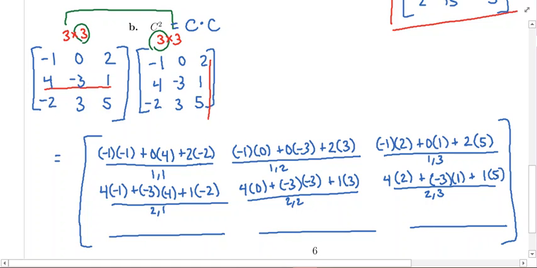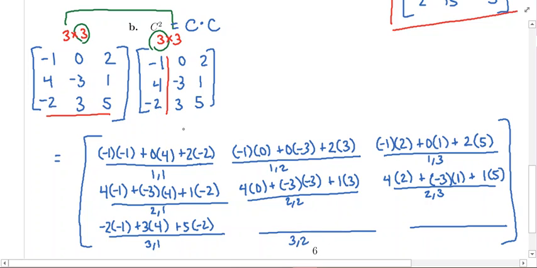One more row to go. Moving on to the third row, first column. Let me erase my red lines. Now we're going to do the third row, first column. This is going to be -2 times -1 plus 3 times 4 plus 5 times -2. Third row, second column. I'm doing the dot product of the third row in the first matrix, and now we need the second column from the other matrix. So this is going to be -2 times 0 plus 3 times negative 3 plus 5 times 3.